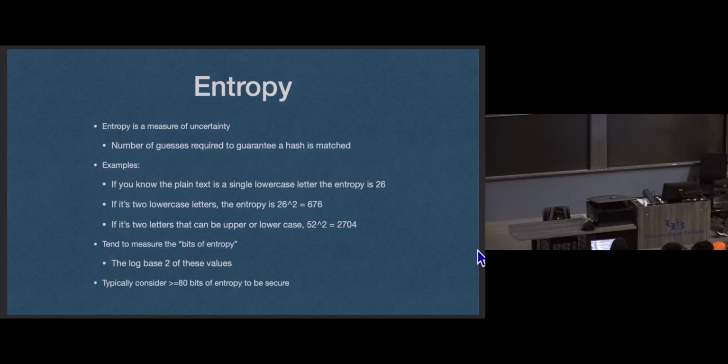By easier to guess, I mean it has less entropy. So entropy is a measure of uncertainty. For our purposes here, it's the total number of guesses you would have to make to guarantee that you get the correct output. And this is usually measured by the length of your password.